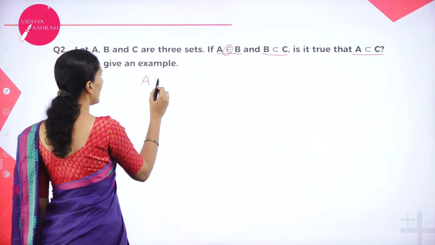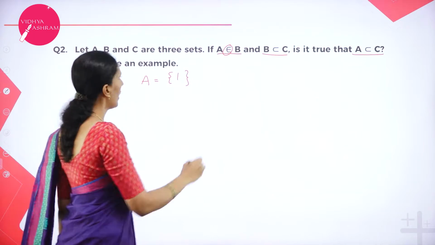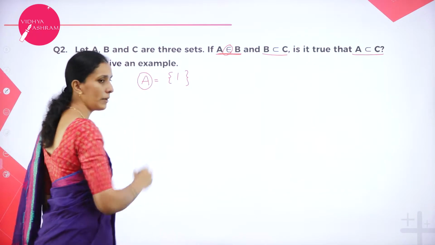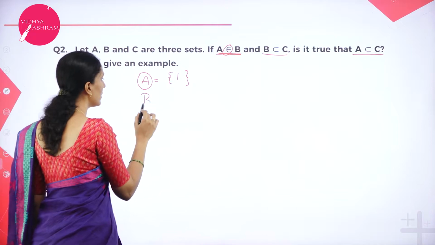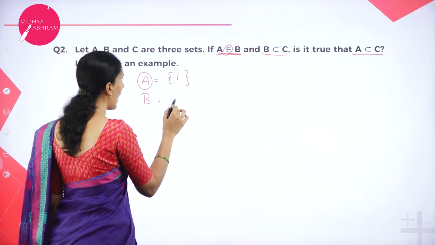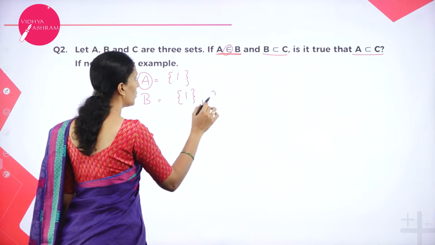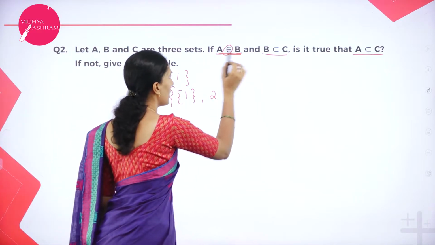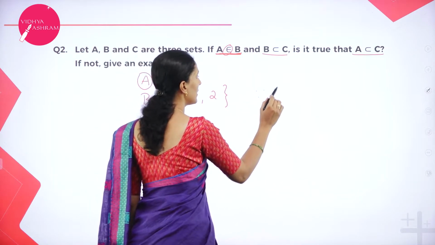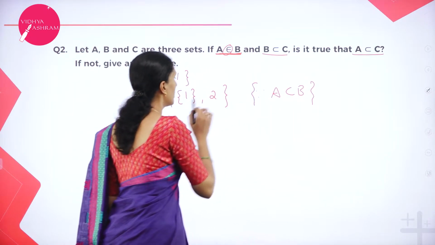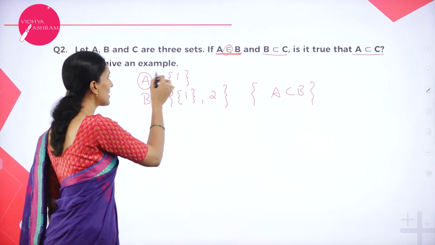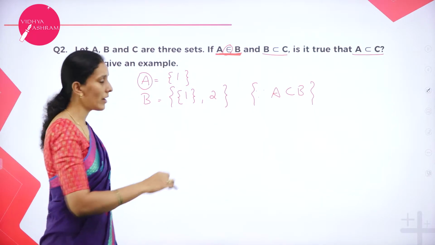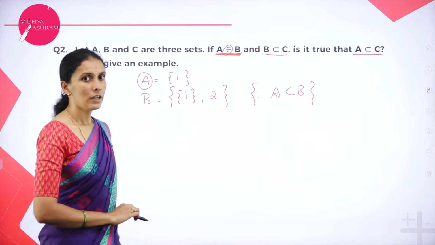I'll take an example. Let A is equal to 1 and A belongs to B means what? This A must be contained in B. So how will we write? I'll take B. Since A must be in B, I'll write 1, 2, and one more element, which is nothing but your A. So according to this statement, A belongs to B. Why am I writing this? Since A belongs to B is given, don't write 1, because 1 is the element of A, but 1 is not the element of B. Here the condition is A belongs to B. So the complete set A must be written inside the flower brackets.